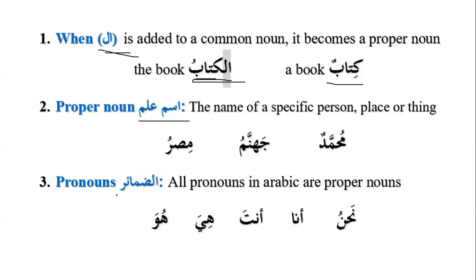Number 3, ad-dama'ir, pronouns. All pronouns in Arabic are proper nouns. For example, huwa, huma, hum, hiya, huma, hunna, anta, antuma, antum, anti, antuma, antunna, ana, and nahnu. We have discussed them in book number 1. So all the pronouns fall in the category of definite nouns or al-marifa, or we call them proper nouns.